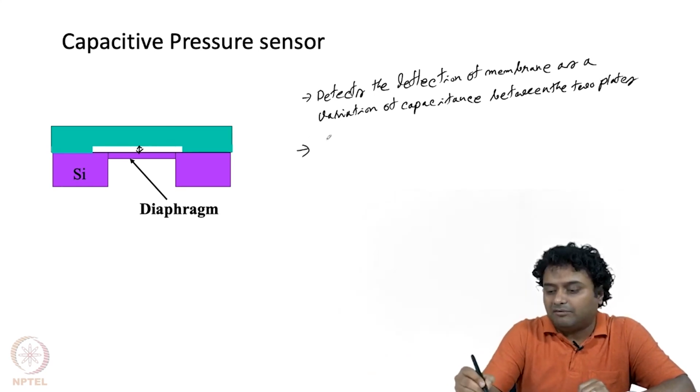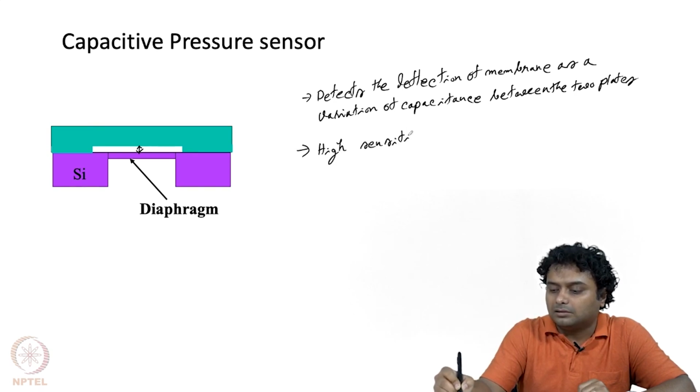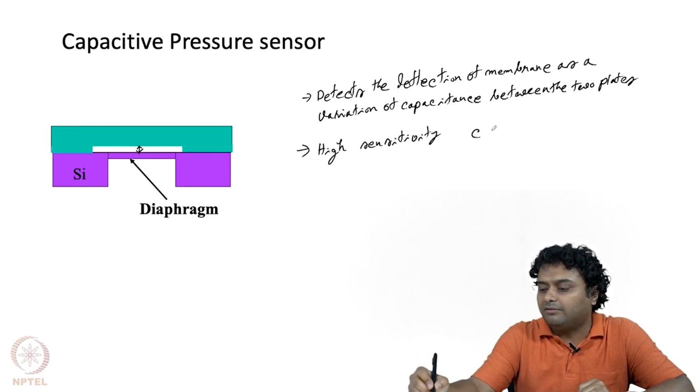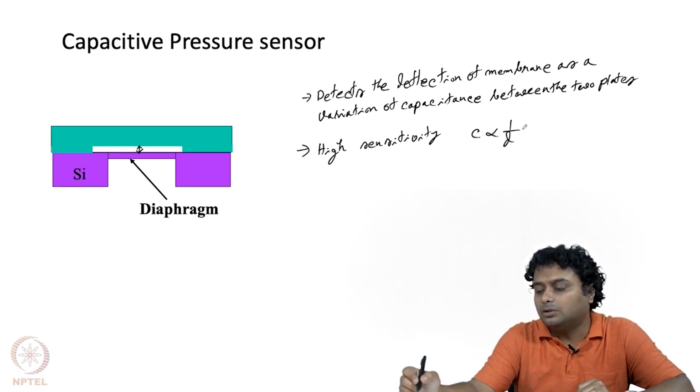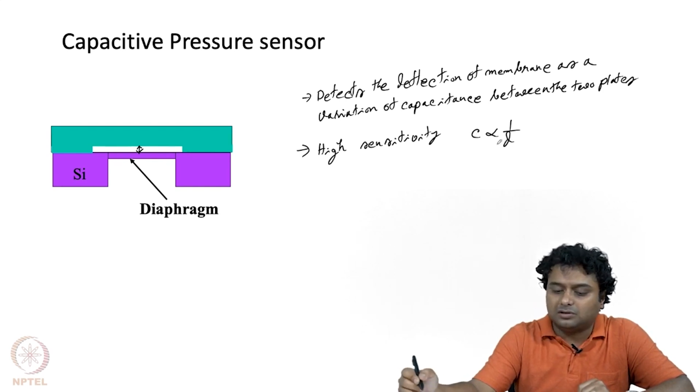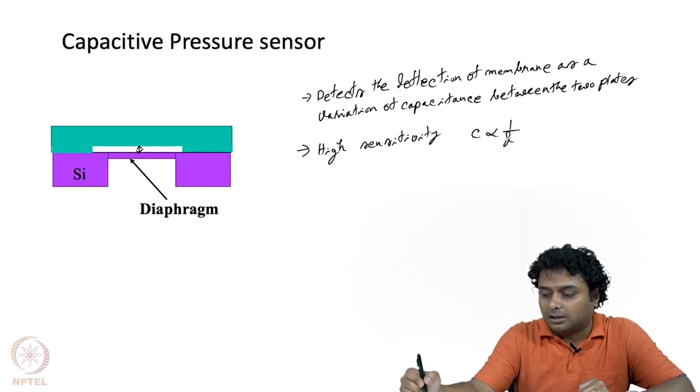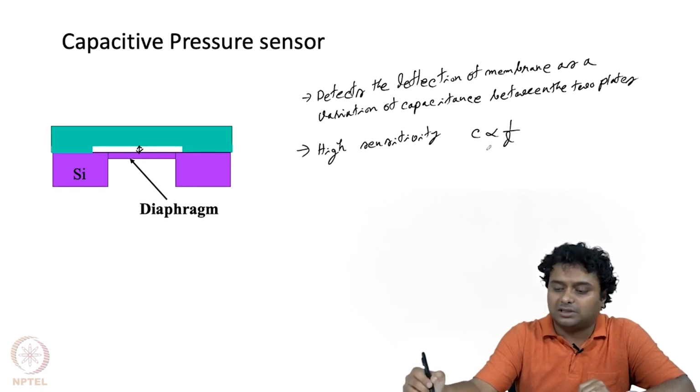The important advantage of this is high sensitivity, very high sensitivity. Why is this highly sensitive? Because you see C varies with 1 by D, right, and a little bit of change in D will change the C by a significant amount, and this D will change because of the applied pressure. So, we can measure the change in D using capacitance, and from that we can measure the pressure.